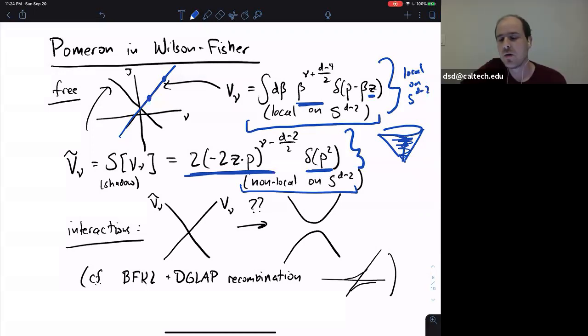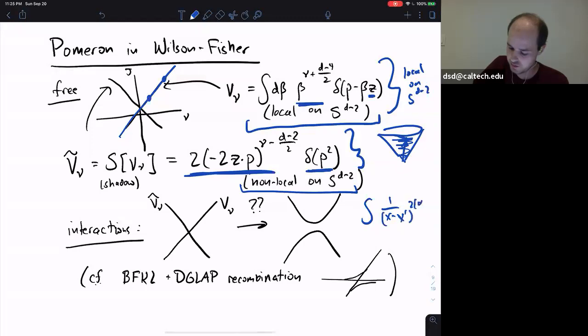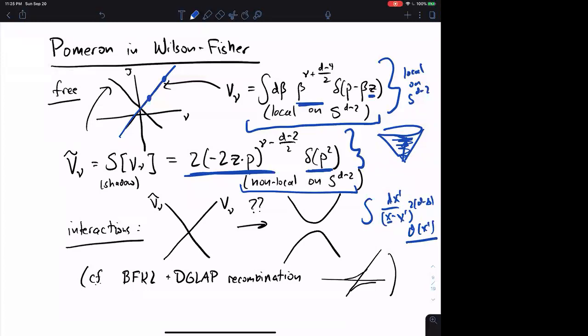Yes, that's right. For a very close analogy, you can think about the shadow transform in Euclidean space, where you integrate 1 over (x minus x prime) to the 2d minus delta times O of x prime. So this is an integral of an operator, so it's non-local, but it's labeled by a single x. So it's analogous to that. In fact, it's exactly the same transform, but written in embedding space coordinates for d minus 2 dimensions.